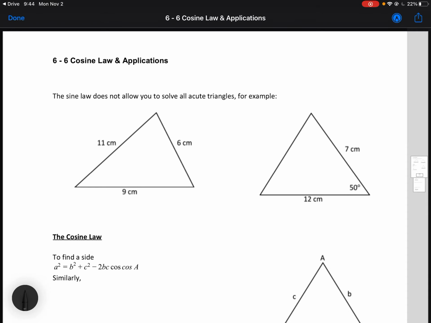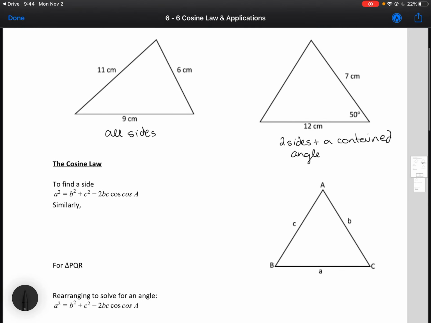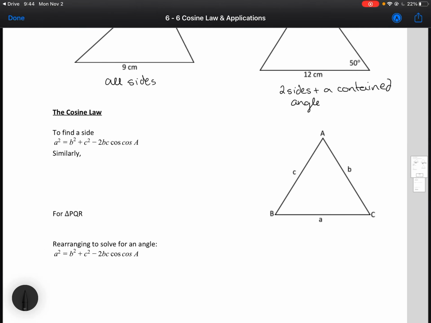The sine law does not allow you to solve all acute triangles. For example, in this situation where you have all sides, or this situation where you have two sides and a contained angle, you don't have that opposite pair angle combination, so you can't use the sine law. So that means that we need another comparison between the side lengths and angles of a non-right angled triangle to allow us to solve for the missing pieces.